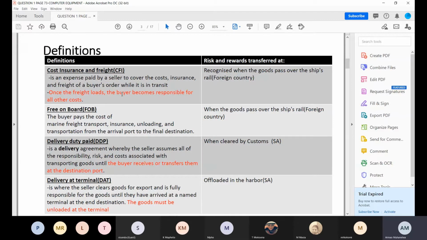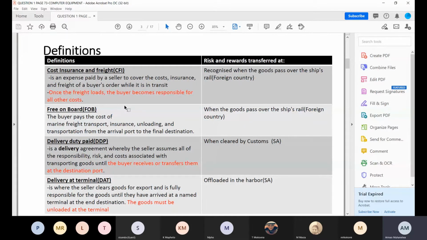So when it comes to CIF, what it means is that it's an expense paid by the seller. So remember, in each and every foreign transaction that we're dealing with, you will have the buyer and the seller. So now the question is, who needs to pay what? Which expenses are going to be paid by the buyer? Which expenses are going to be paid by the seller? So when it comes to cost, insurance, and freight, the expenses will be paid by the seller to cover the cost of insurance and transporting the goods.